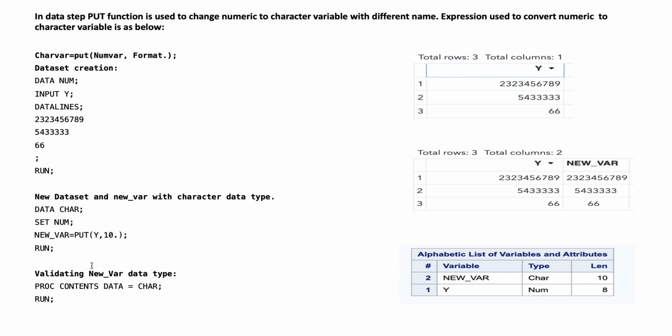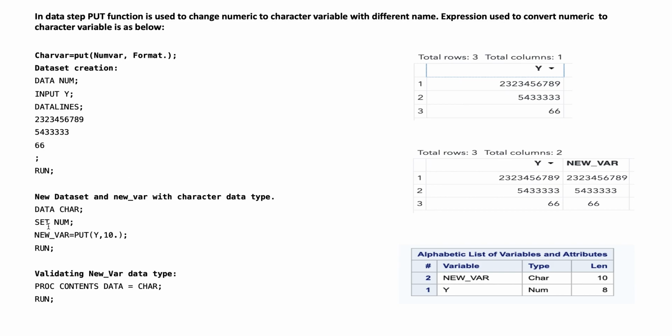We have three sets of code. The first set of the code creates the data. The second set of the code converts the data type. And the third set of the code checks or verifies whether it has converted or not. Let me create the first dataset. The dataset name is num, where it has one variable y and three rows. When we run the first set of the code, the result is obtained as shown on the right side of the window. This first table represents the result, which has one variable y and three rows.